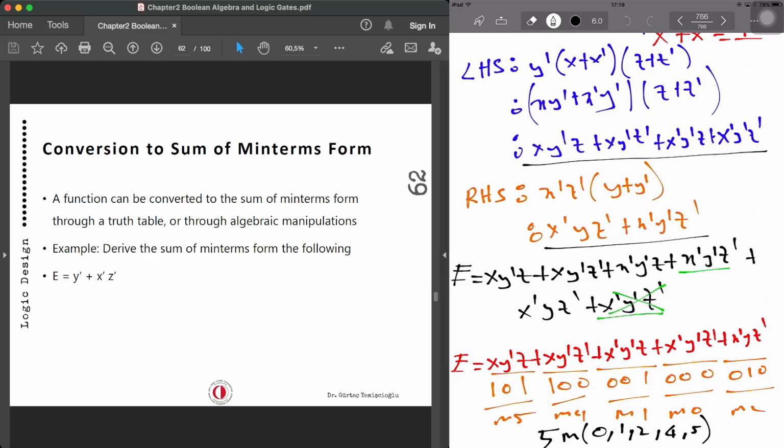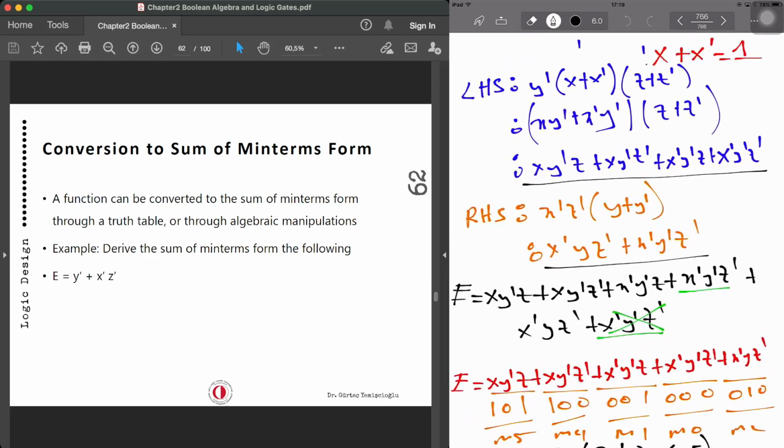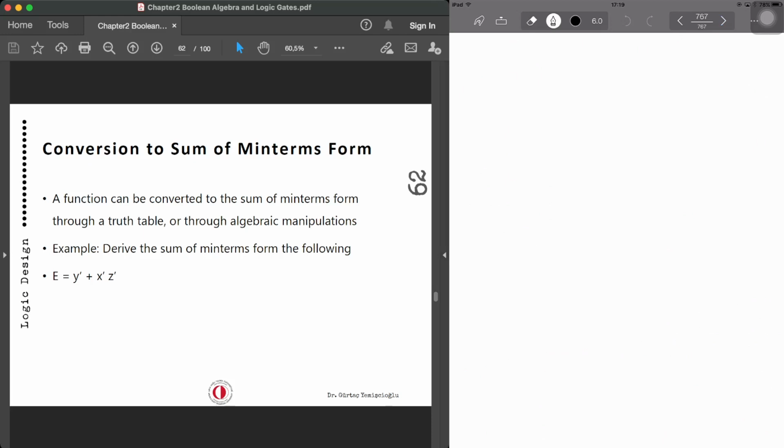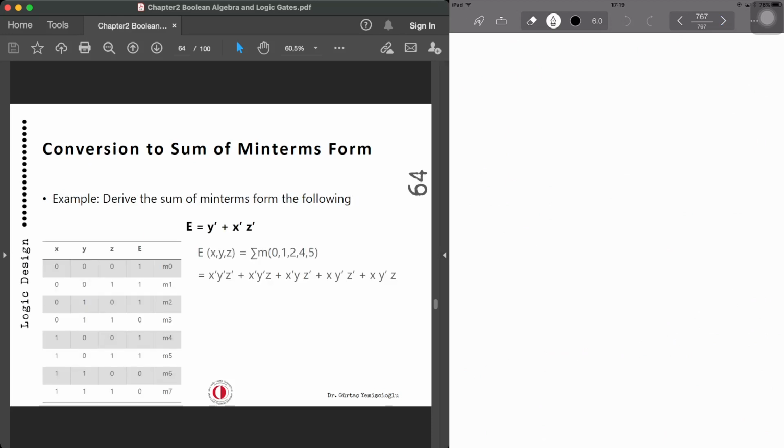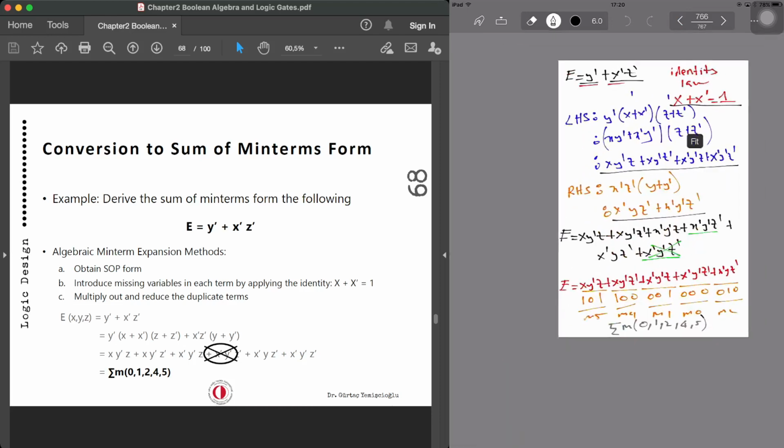So for the minterms, the identity is always x plus x prime equals 1. That's how we are including those missing variables. Now, we can do the same for the maxterms. For the maxterms, I'll just show you quickly what we have done so far. The minterms, by finding them from the truth table and by using algebraic manipulation step by step, getting rid of the similar ones, 0, 1, 2, 4, 5, you'll get the same thing that we have got over here.